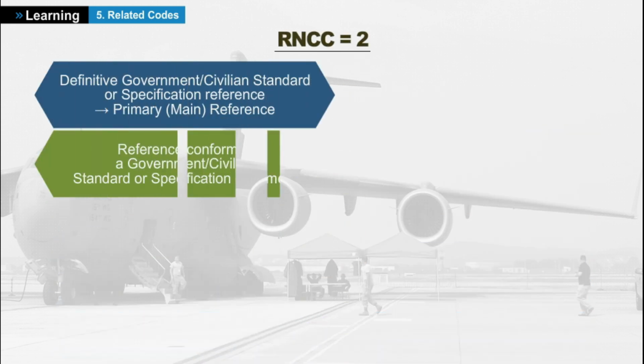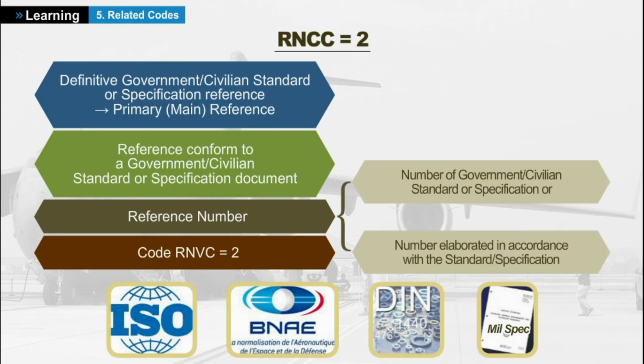Definitive Government Civilian Standard or Specification Reference. A reference number in accordance with the reference information of a government civilian standard or specification, fully identifying the item of supply. Otherwise, the reference number will be elaborated in accordance with the standard specification.